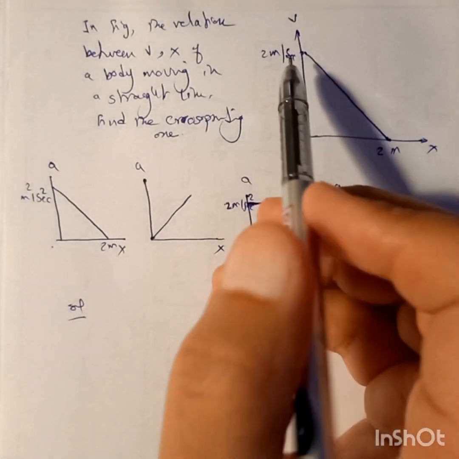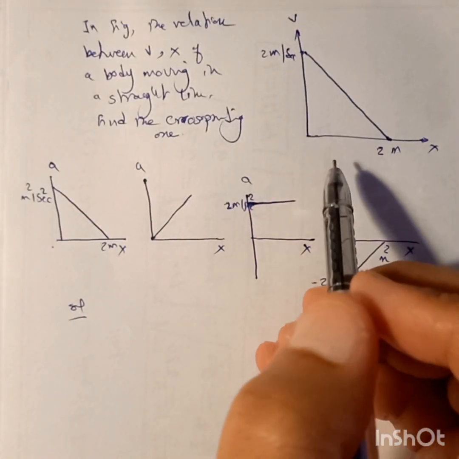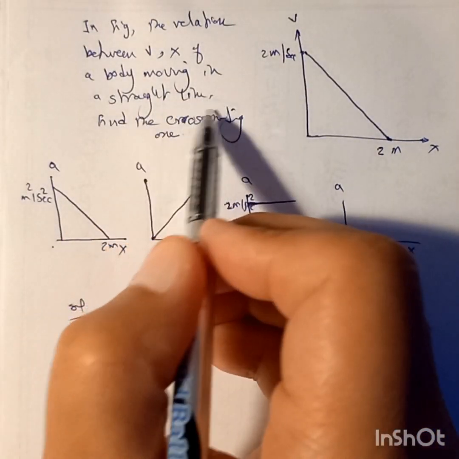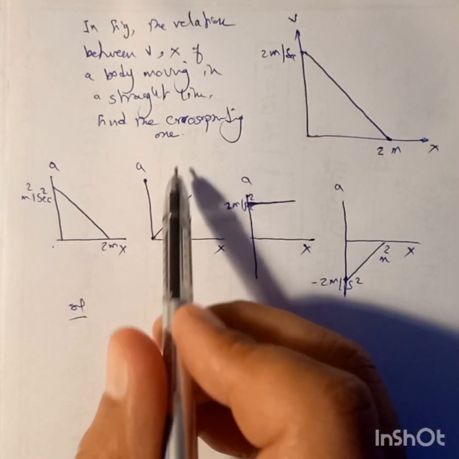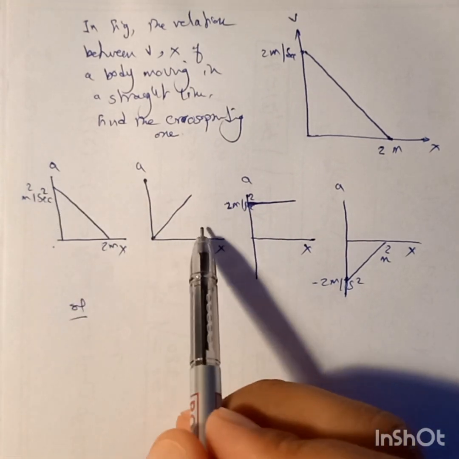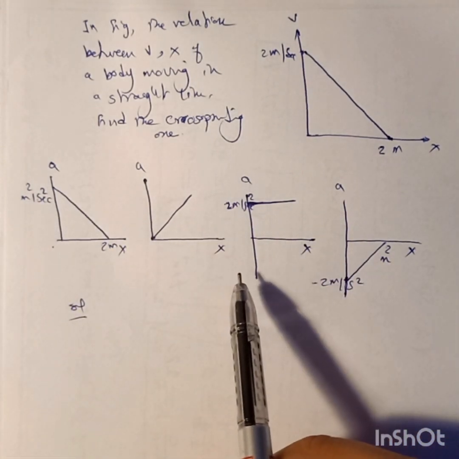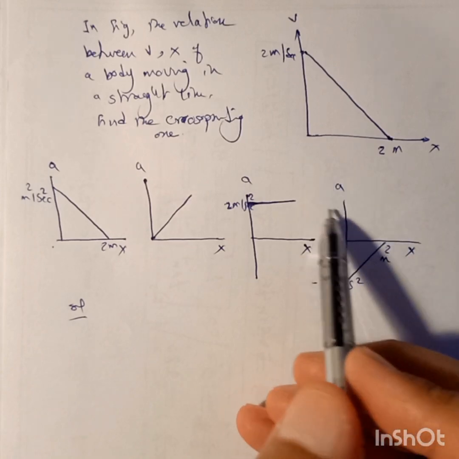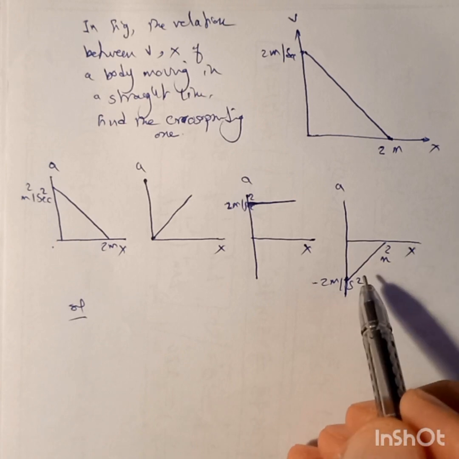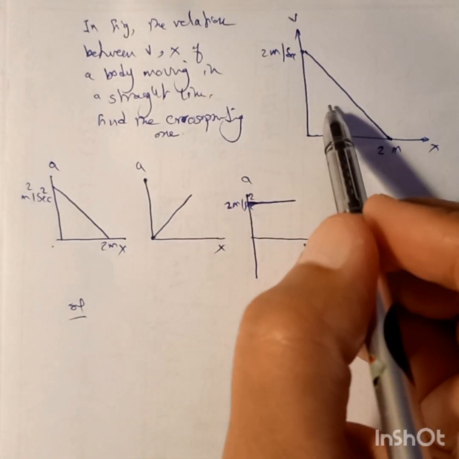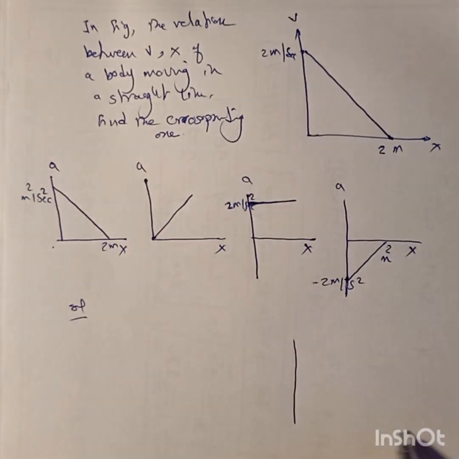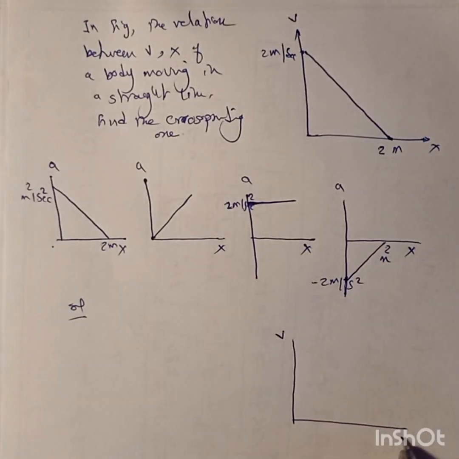We have another example. In this given figure, we have the relation between velocity and displacement of a body moving in a straight line. Find the corresponding figure from the four given ones. We have four different figures relating the acceleration of a body moving in a straight line with the displacement. Which one corresponds to this one? First we need to study the given figure, the relation between v and x.